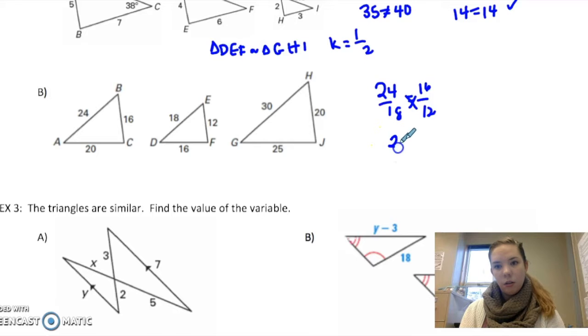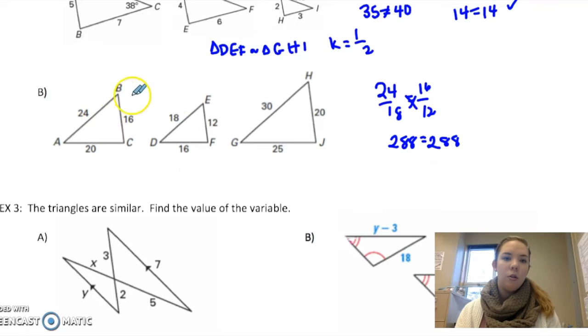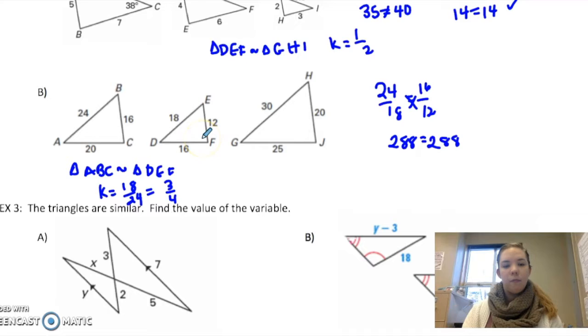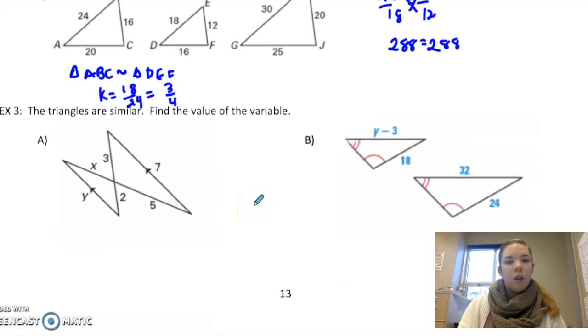So 288 equals 288. Okay, so we've already found the two. It's these two. So we'll say triangle ABC is similar to triangle DEF, and their scale factor is 18/24, and we can simplify that to 3/4. The triangles are similar. Find the value of the variable.